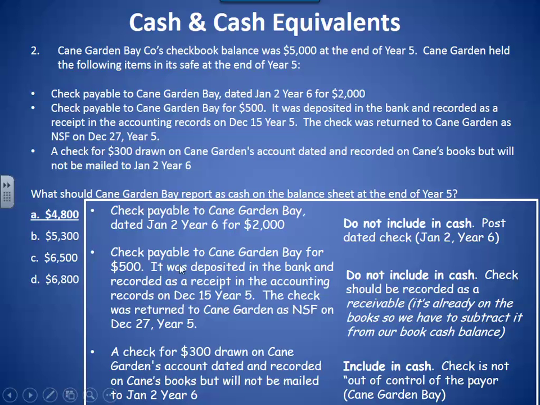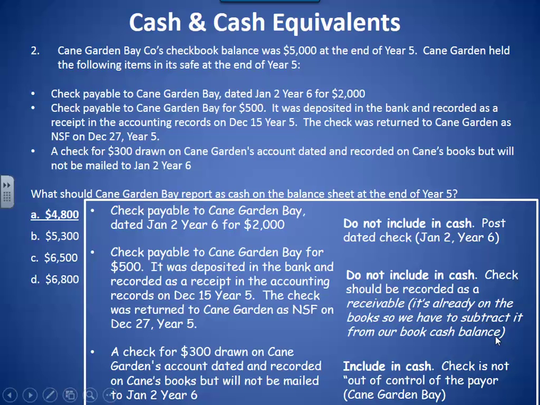Number two, a check payable to Cane Garden Bay for $500. It was deposited in the bank and recorded as a receipt, in other words, a deposit in the accounting records as of the middle of December in year 5. The check was returned to Cane Garden as non-sufficient funds on December 27th. So we don't include that item in cash. The check should be recorded as a receivable. We have to remember it's already on the books in cash, so we have to subtract it from our book balance.